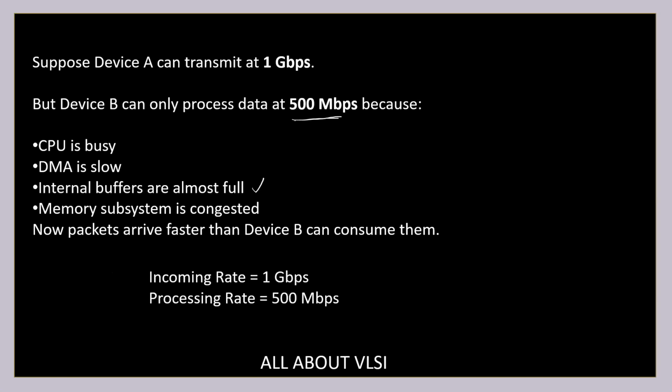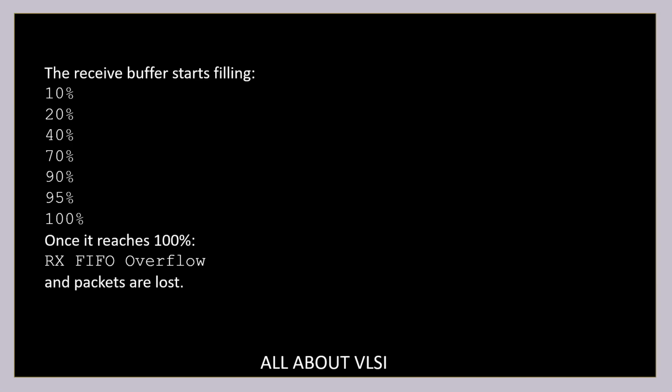Suppose device A is transmitting at the speed of 1 Gbps, and device B is able to process or receive the data at 500 Mbps only, because of some reasons like the CPU may be busy, or DMA is slow, or internal buffers are almost full. In those cases, it might receive the data at slower speeds. Here the incoming rate is 1 Gbps, but the processing speed is 500 Mbps. Then there will be a loss of the packets sent by our sender.